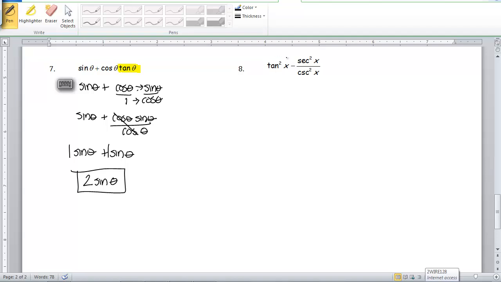So tangent is the same thing as sine divided by cosine. Because it's tangent squared, I'm going to make it sine squared divided by cosine squared. Then secant squared would be the same thing as 1 over cosine squared, and cosecant squared is the same as 1 over sine squared. Now what you're going to notice here is that I have a fraction within a fraction.